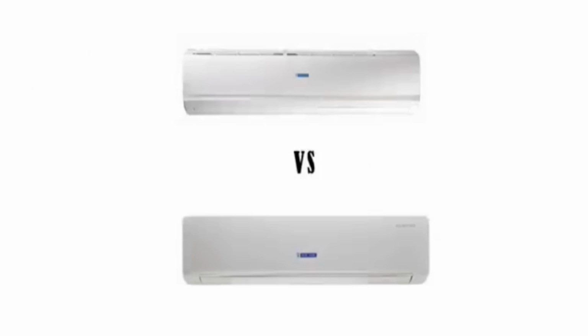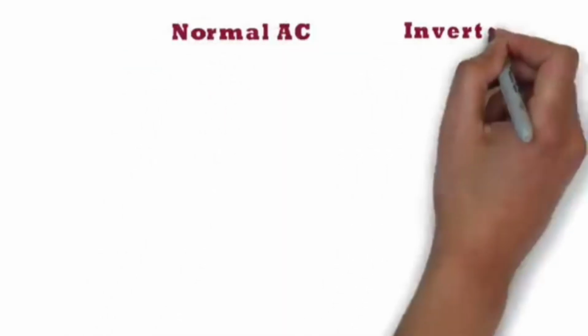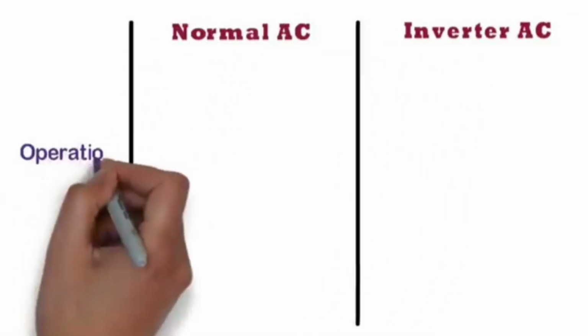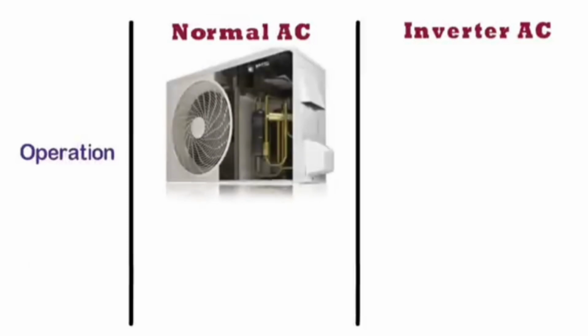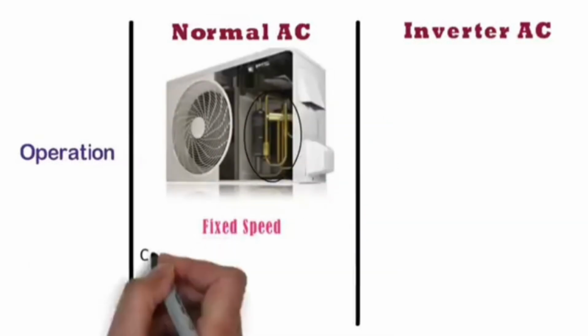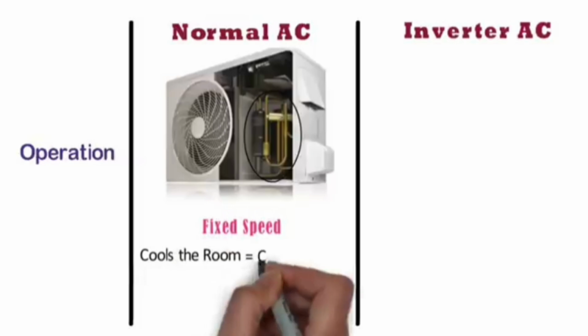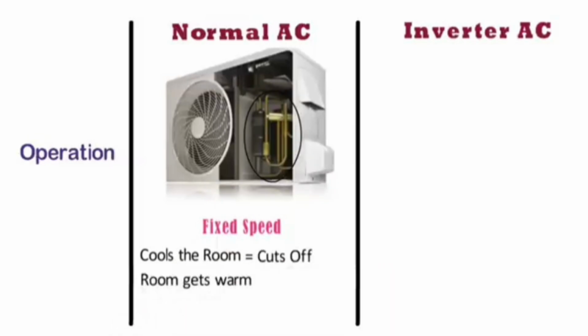So let us see the differences between normal AC and inverter AC. Operation. In case of normal air conditioners, the compressor runs at a fixed speed, which means it cools the room to the desired temperature and cuts off till the room gets warm again.